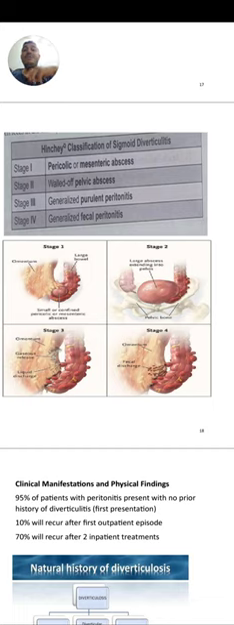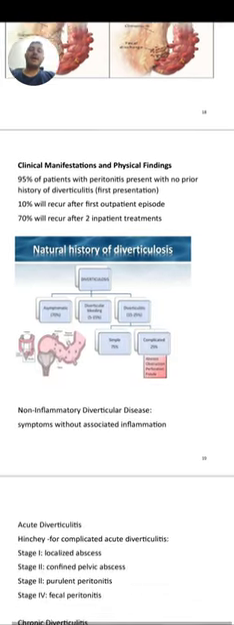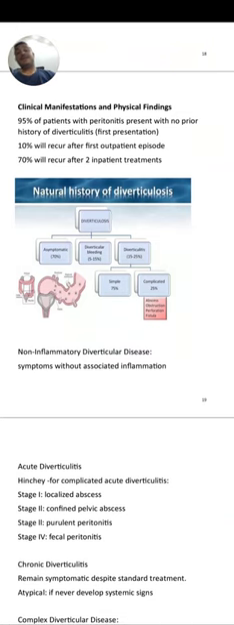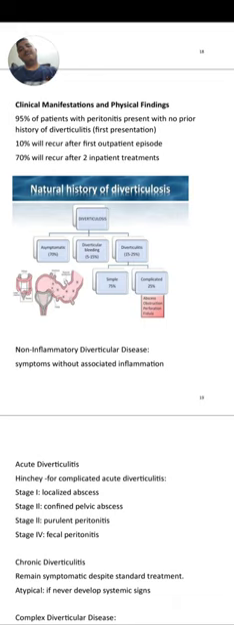Stage 3, it's purulent. Stage 4, it is stool. It is fecal peritonitis. About the clinical manifestation and physical finding. As we mentioned, diverticular disease is a spectrum of disease. It can be symptomatic, asymptomatic. It can be complicated, uncomplicated.